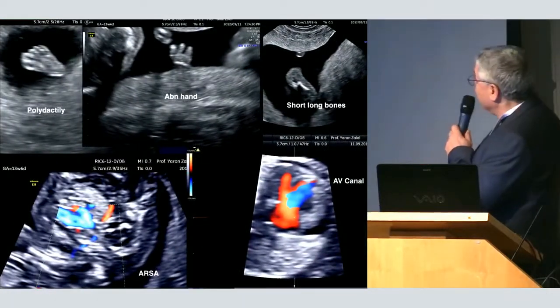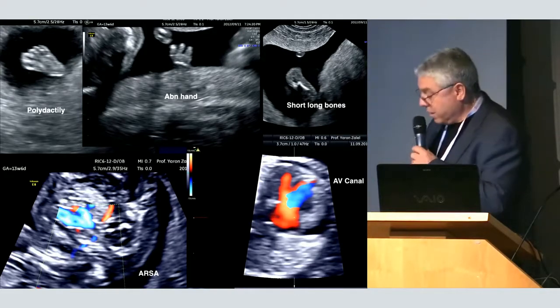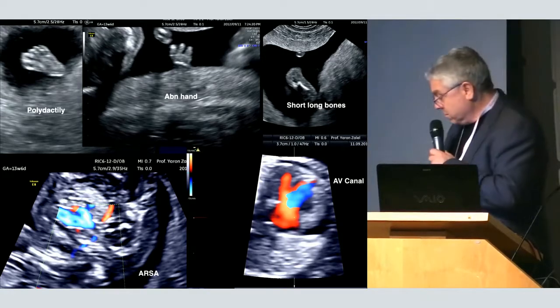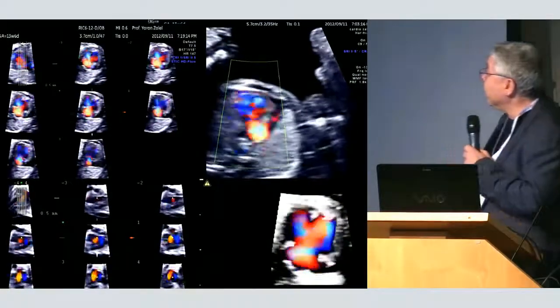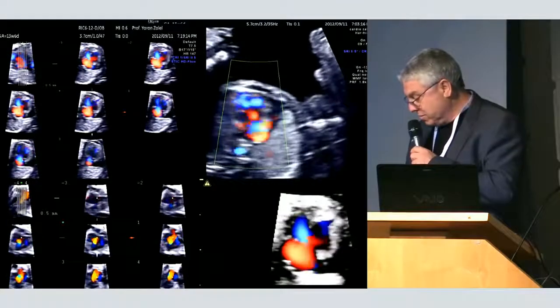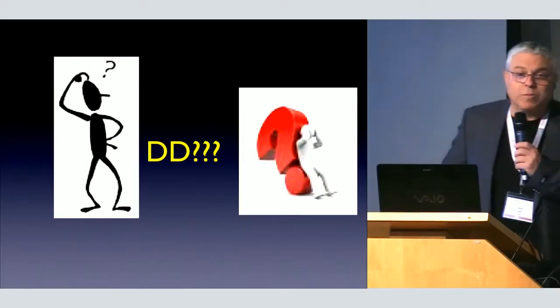And she had also polydactyly, short long bones, and abnormal hands, and she had also ARSA. And here you can see the AV canal at almost 13 weeks of gestation. So anybody has an idea what the probable diagnosis is?